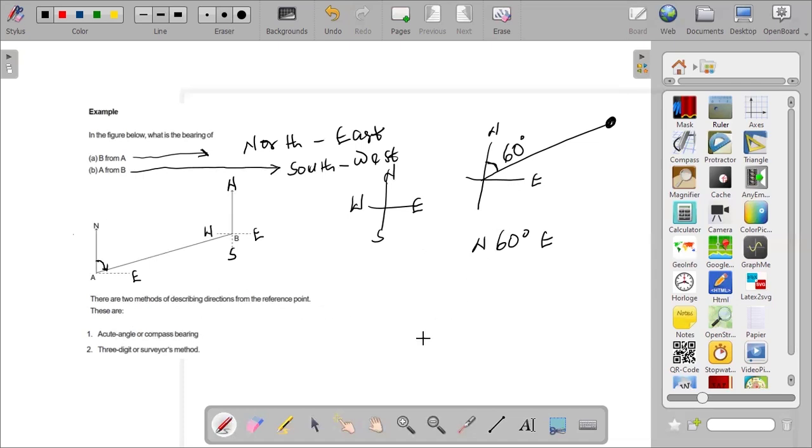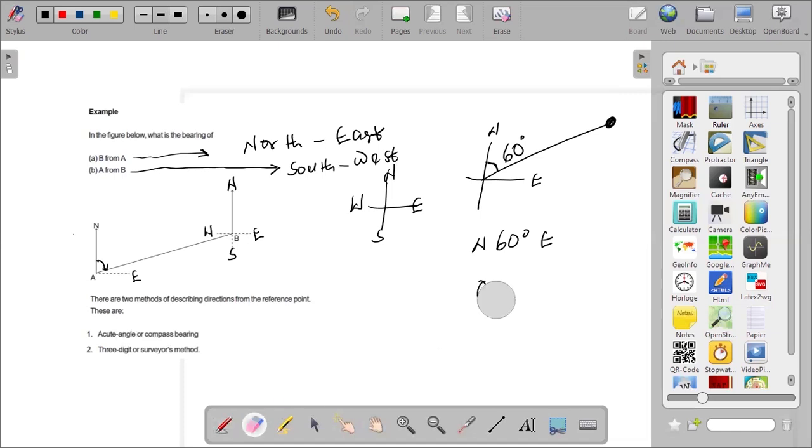Now, some other time we can represent bearing using three digits. So for example, instead of writing this 60 degree northeast, you may see it written like 060 degree. This is the three-digit or surveyor's method of representing bearing.